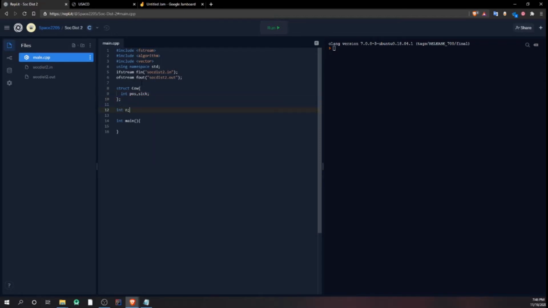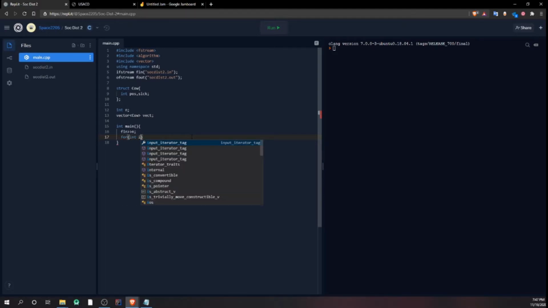Then I'm also going to create a vector of these cows, vector of cow, and I'll call it vec, because yeah, generic names. Then I'll input n. What we'll do after that is create a for loop: int i is equal to 0, i is less than n, i plus plus.